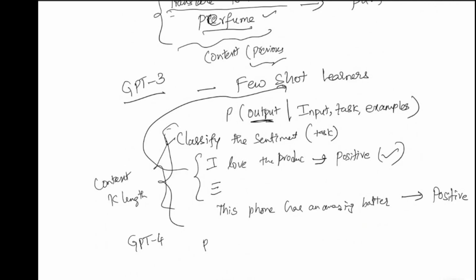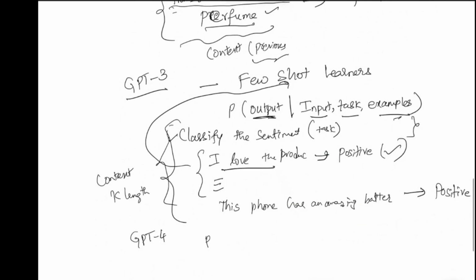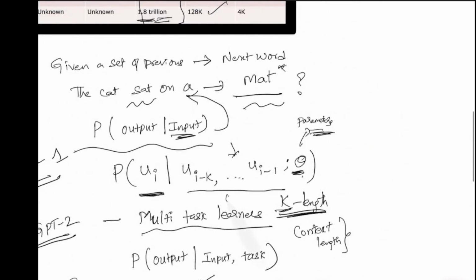GPT-4 and GPT-4o, instead of giving just input, task, and examples, were also giving reasoning. These examples were not just input and output. They were also saying, okay, here is the input, here is the thought process, and here is the expected output. That's how they train it. And then they say, given this input, you do your thought process, and then you generate the output.